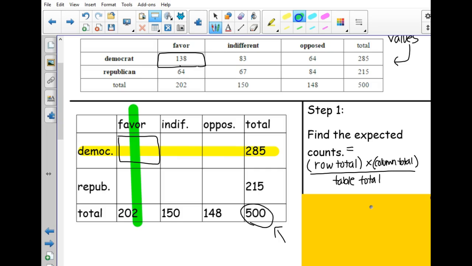So do that now with your calculator and make sure you're clear on how you type that in. You want to take 285 times 202, hit enter, and then divide by 500. And I got 115.14.